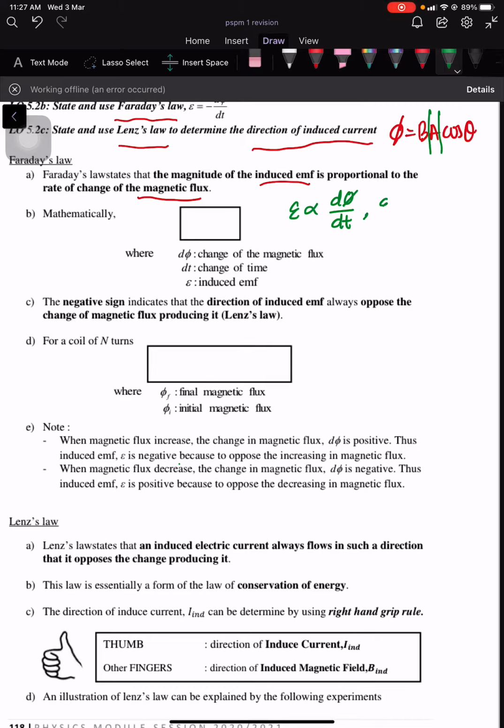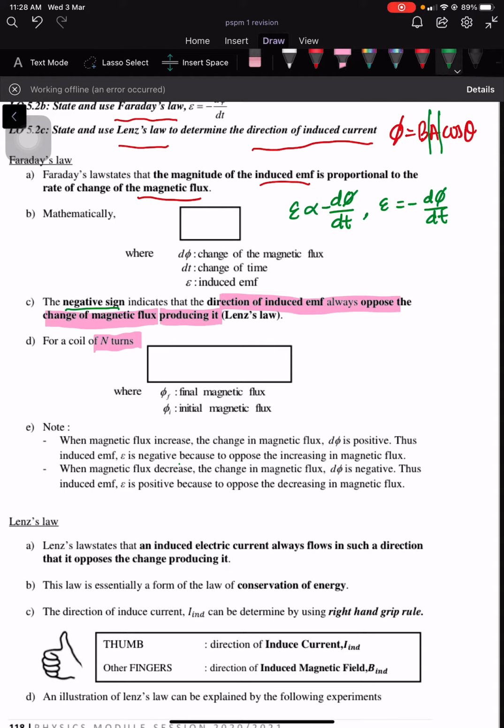So you can write EMF is equal to negative d flux per dt. Alright, so d flux is the change of magnetic flux, dt is the change of time, and EMF is the induced EMF. The negative sign indicates that the direction of the induced EMF always opposes the change of magnetic flux producing it. So for a coil with n turns, you just multiply by the number of turns.